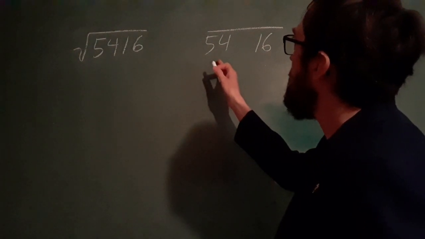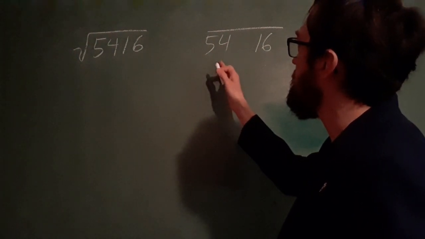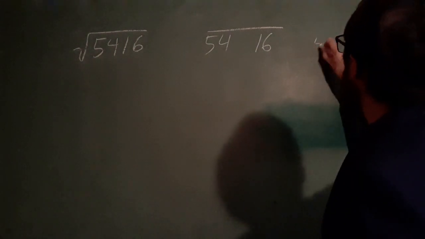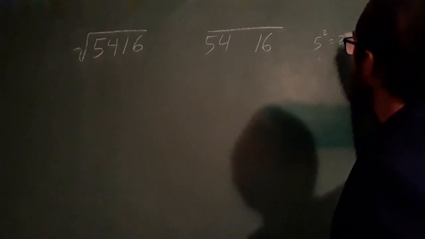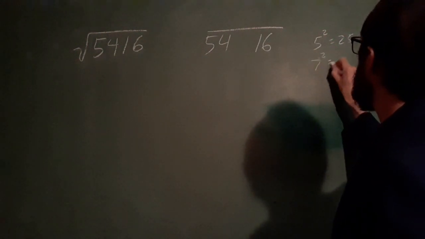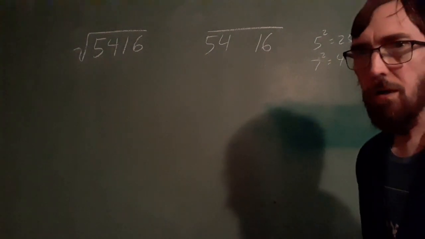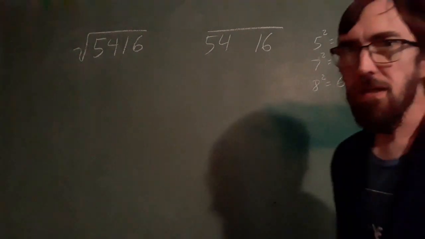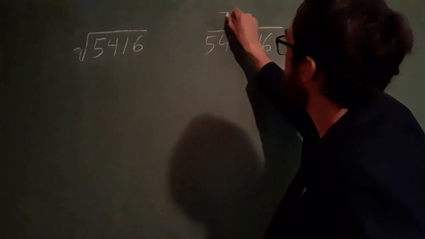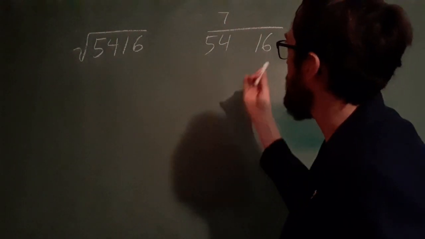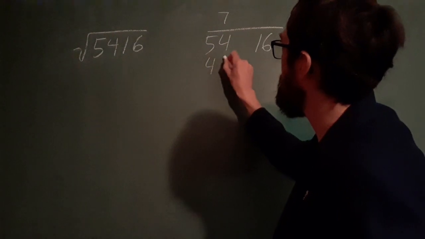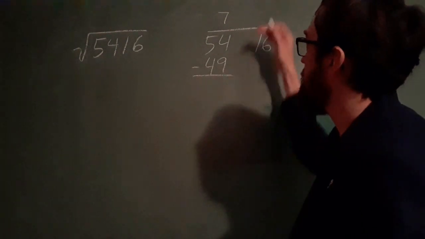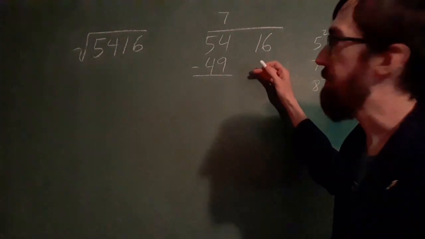And I need a number that is the square closest to 54. So if we look at 5 squared, that's 25, that's half of that. 7 squared is 49. Not going to get much closer than that. If you look at 8 squared, of course, that's 64. So definitely 7 is where we need to land. So I'm going to write my 7 up here. I'm going to subtract the square of 7, which is the 49 here. And this difference is going to be combined with this number that we bring down here.